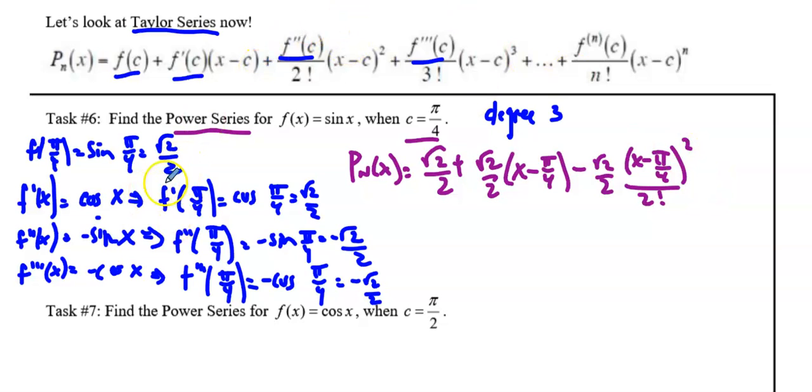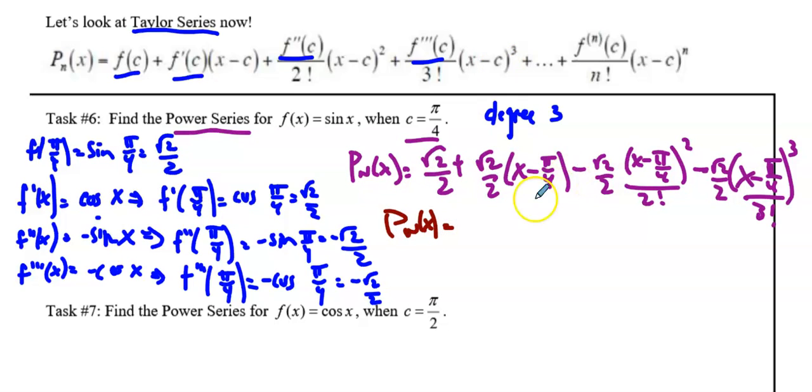And again, this is why you should just take a second and write these things out. For this right here, it's going to be minus square root of 2 over 2, and then x minus pi over 4, cubed over 3 factorial. One thing that you would see, this is not what they would expect you to see on your paper if I asked you to take a test.